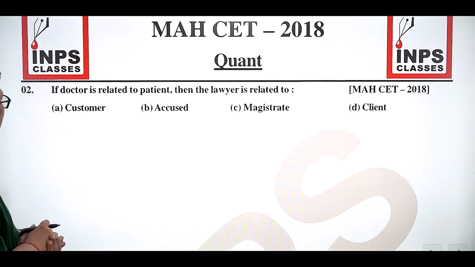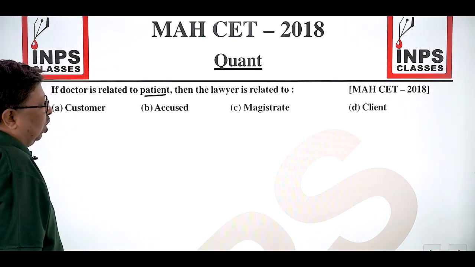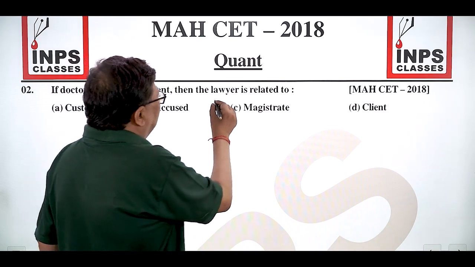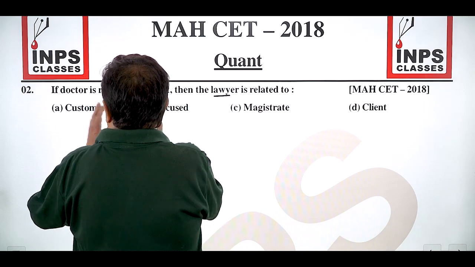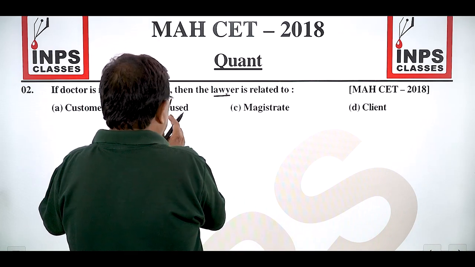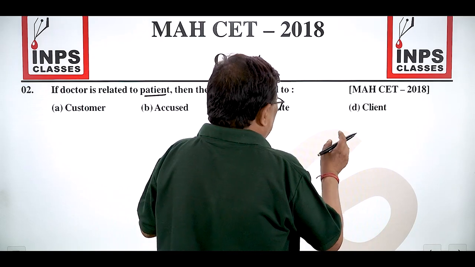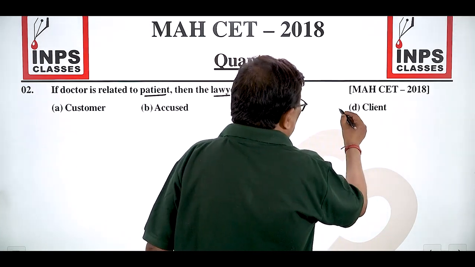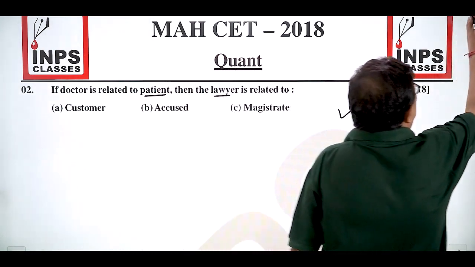Question number 2 says, doctor is related to patient, then lawyer is related to? Now, a doctor treats a patient. A lawyer deals with or represents a client. So a patient is related to a doctor how? The doctor treats the patient. The patient goes to the doctor. Who goes to a lawyer for fighting his case? That's a client. He is called a client. So option D would be the correct answer here. We move on to the next question.